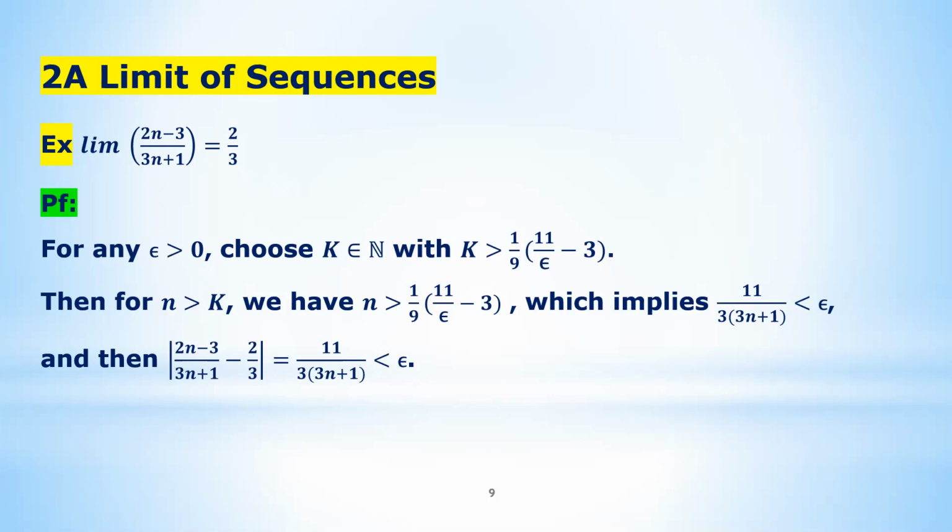So you begin with epsilon, then you choose k. Now, how do you choose k? You actually base it on your preparation, the basic analysis. And then from this k, you want to verify that the final inequality is satisfied as long as n is greater than k. So that's the writing of the proof for this limit. Okay.